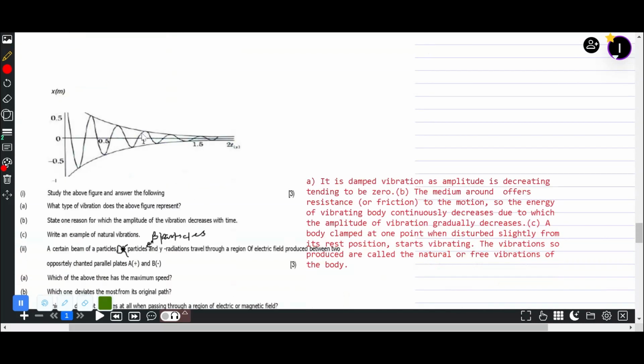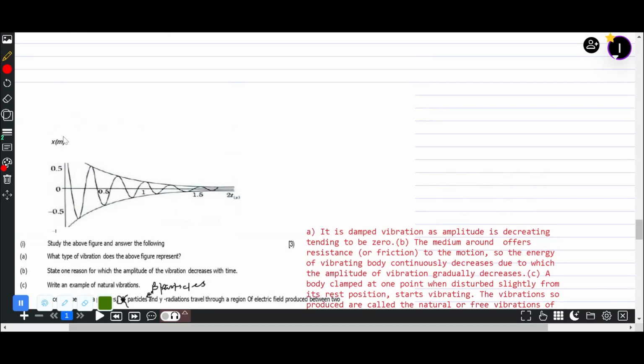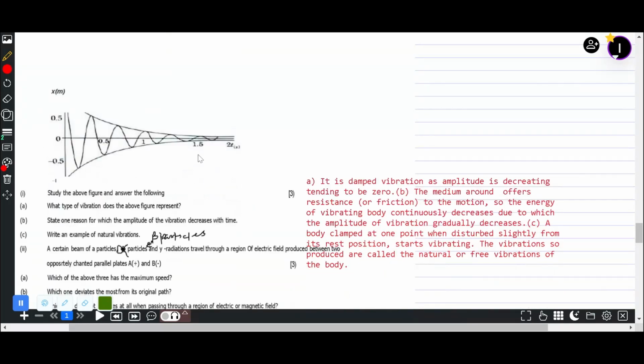Okay, now we have question number 6, which says study the above figure, answer the following. Now this is the figure of the amplitude xm plotted against time. Now if you see, the amplitude of the wave is declining with time, so this is called damped vibration. As amplitude is decreasing, tending to be zero, at some point it will become zero.